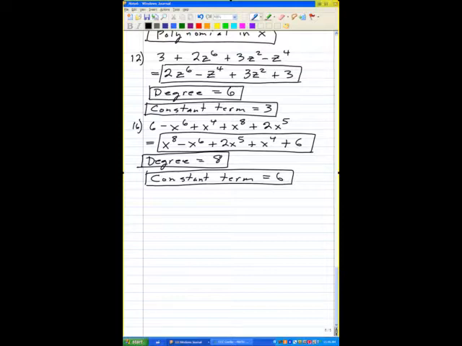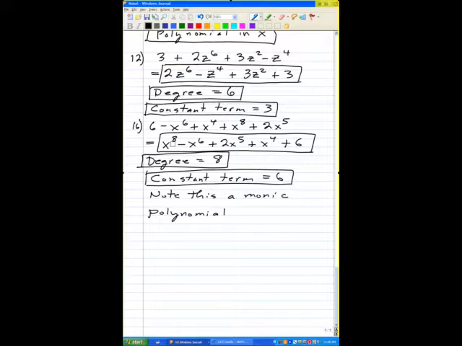Notice, in this case, this is an example of a monic polynomial, because the coefficient, the number in front of the term that has the highest degree, is 1. So notice that there's no number in front of this variable that has the highest degree. Therefore, this is called a monic polynomial.